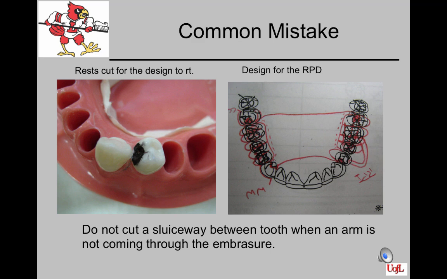Another common mistake that is made is that a sluiceway is prepared on the tooth that has an I-bar restoration. For the I-bar, there will not be an arm coming between those two teeth, so there's no need to prepare that sluiceway. So don't make that mistake.